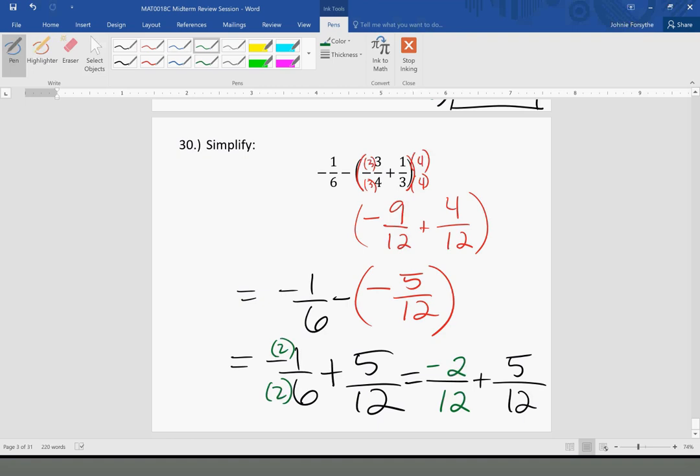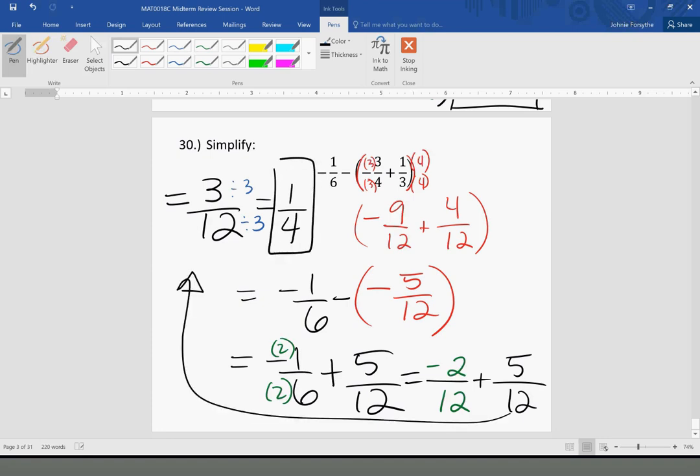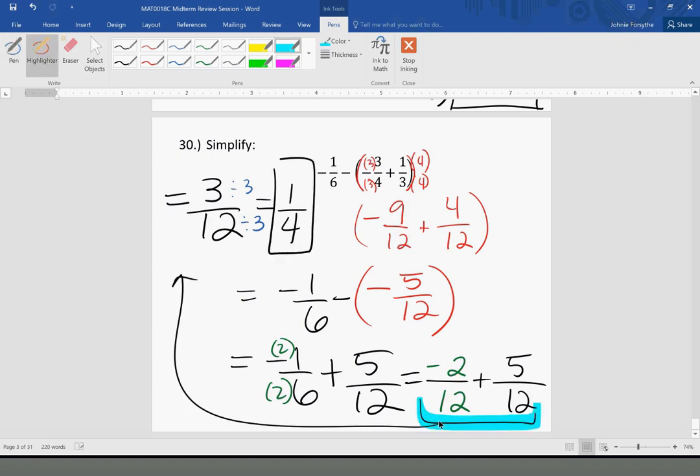So the 5 over 12 is bigger than the 2 over 12, so the answer is going to be a positive answer, and the difference between 5 and 2 is 3. It's going to be a positive 3 over 12. And you want to simplify, and you can simplify 3 over 12. They both can be divided by 3. So your final answer will be 1 over 4. That would be your final answer. Make sure you kind of know what's going on when you look back.